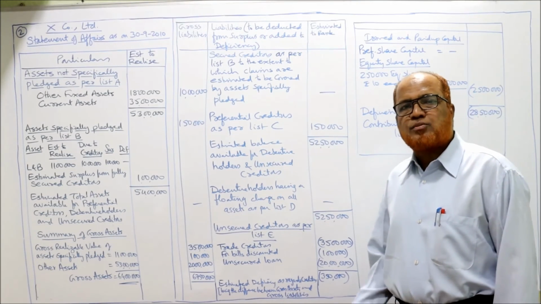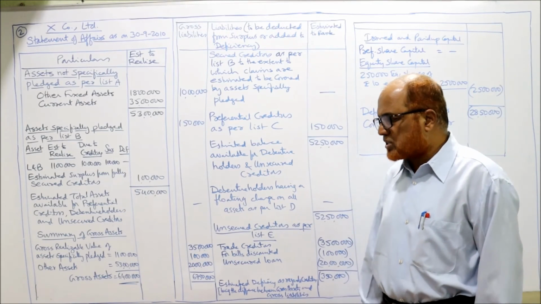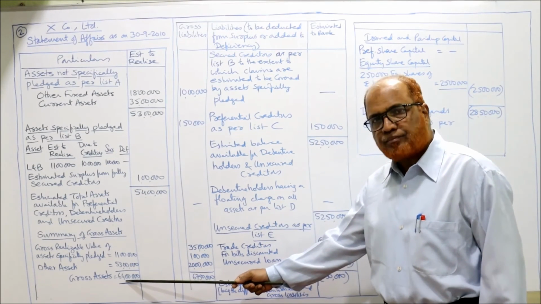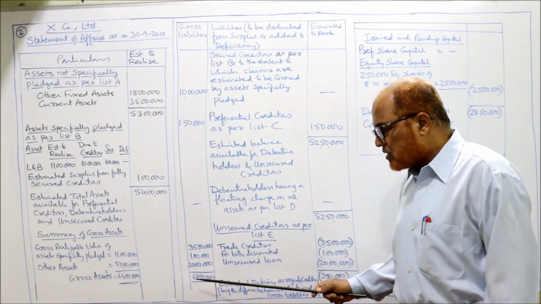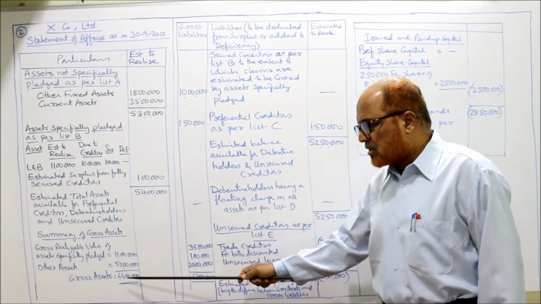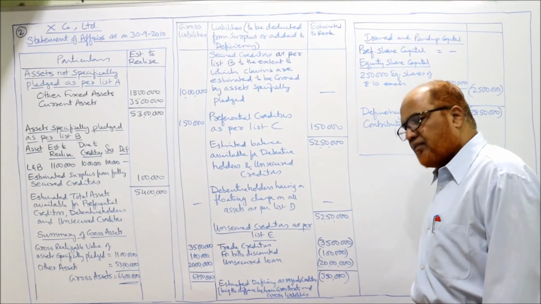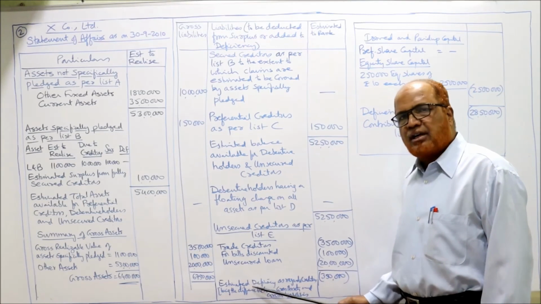And this being the difference between the gross assets and gross liability. What is the gross assets? 64 lakh. How much is the gross liability? 67 lakh 50,000 if you add up all. So minus kar do 64 lakh minus 67 lakh 50,000, you will get minus 3 lakh 50,000. This is the estimated deficiency.